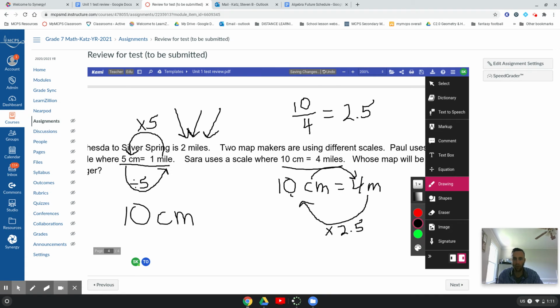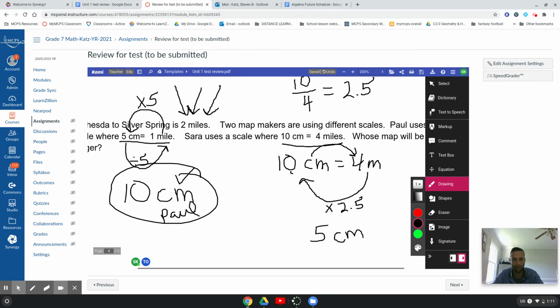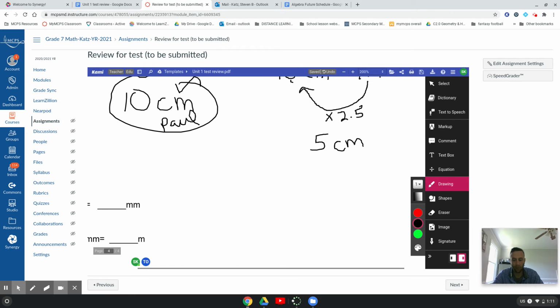But in this case, remember, we know how many miles it is. We know it's 2 miles. So we're going to do 2 times 2.5, and that would get us that Sarah's map is only going to be 5 centimeters. So the question was, whose map will be larger? That would be Paul's, because Paul's is going to be 10 centimeters between the two, whereas Sarah's is only going to be 5. All right, and last problem, go ahead and pause.